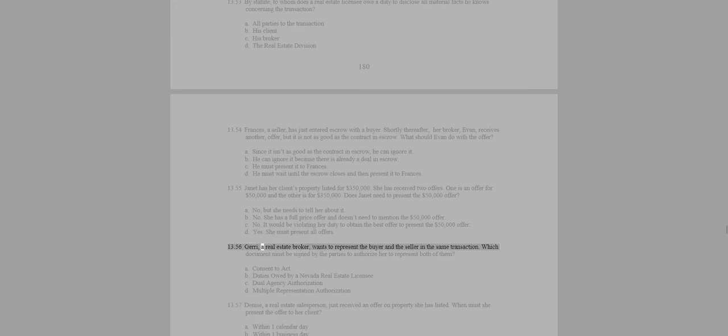13.56 Jerry, a real estate broker, wants to represent the buyer and the seller in the same transaction. Which document must be signed by the parties to authorize her to represent both of them? A. Consent to act. B. Duties owed by a Nevada real estate licensee. C. Dual agency authorization. D. Multiple representation authorization.